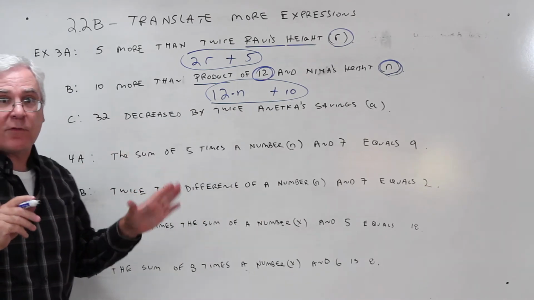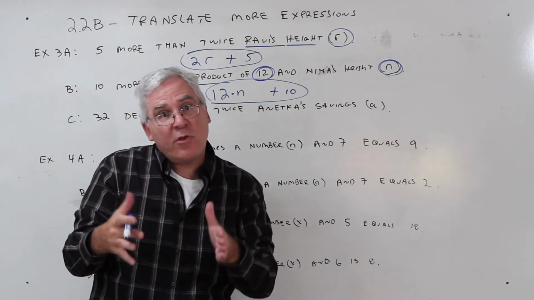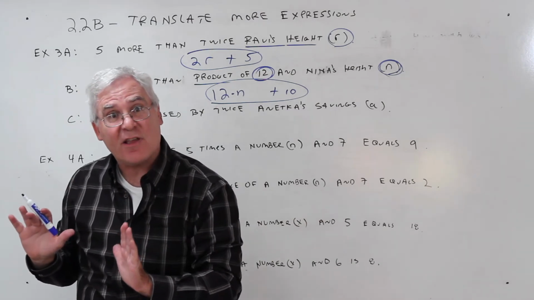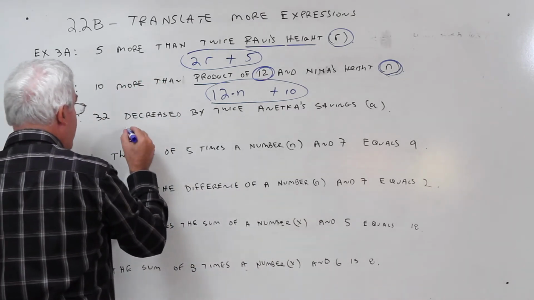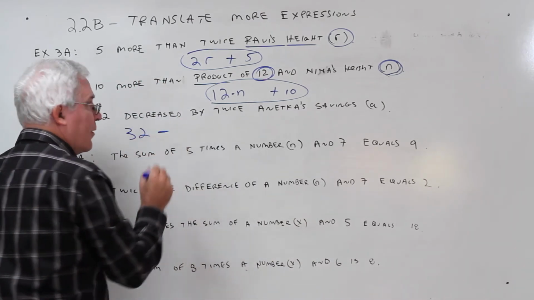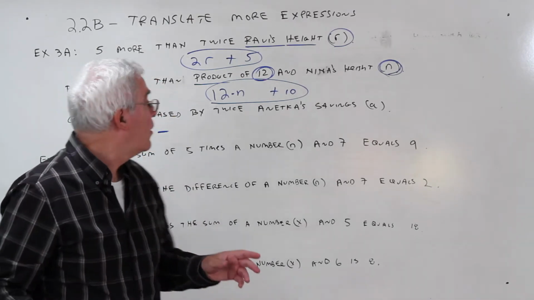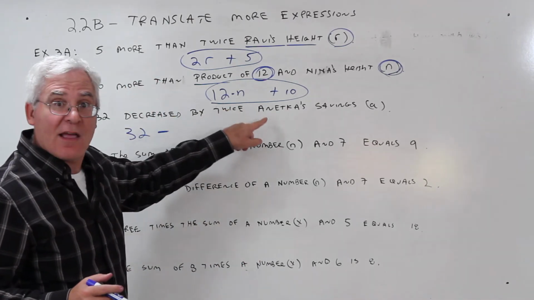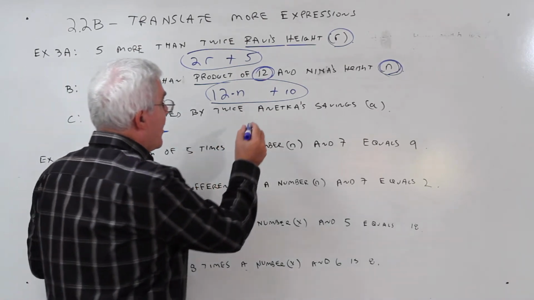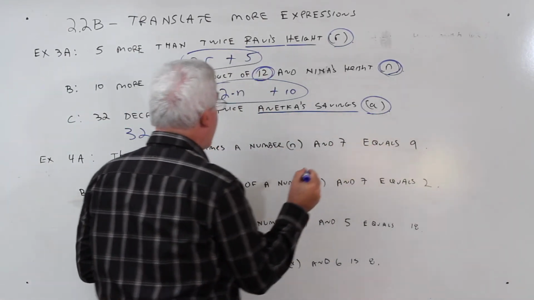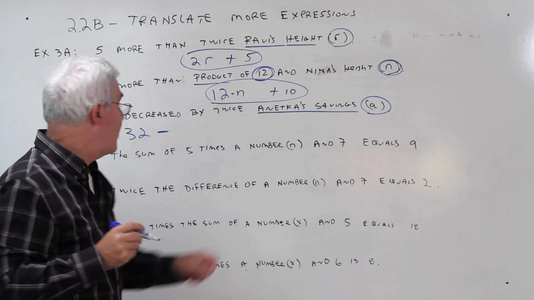32 decreased. So I'm starting with 32 and then decreasing it. Okay, so I'm starting with 32 and then I'm decreasing it. By how much? By twice Annetka's savings. And Annetka's savings is A. By twice A, 2A.